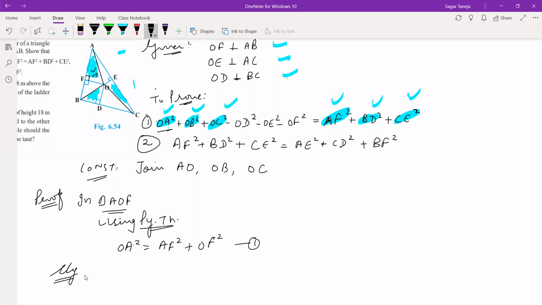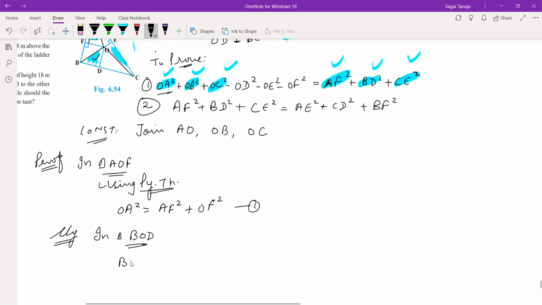Similarly, now the other triangle BOD. In triangle BOD, let's write it as OB square. See, this OB is the hypotenuse here because here we have 90 degree. So in front of 90 we have the hypotenuse. So OB is the hypotenuse, OB square is equal to BD square plus OD square. That would be the second equation.